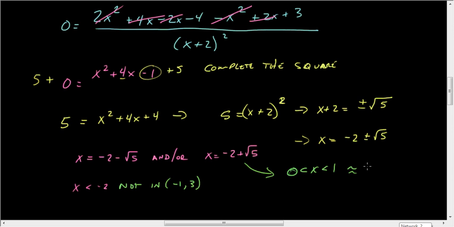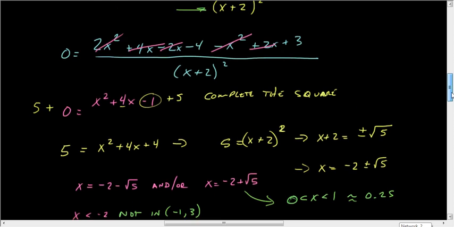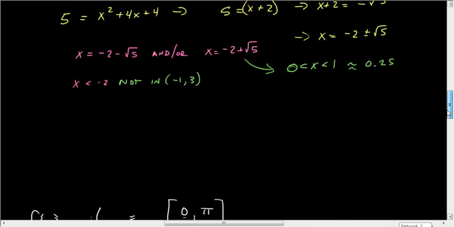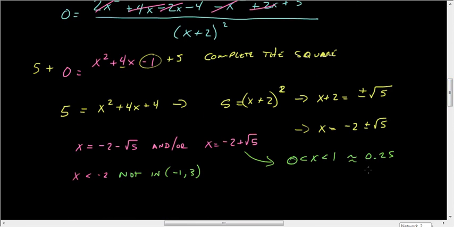All right, so now it says find all values. So the second half is, if it's true, find all values of c that make it true. Here we are. This is it. That's the only one right here. True. So our answer for this is simply going to be, let c equal -2 plus root 5. Done.